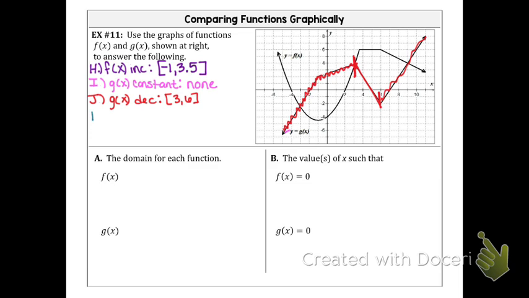Okay, then K. K says the values for which f of x is greater than 0. So f of x is greater than 0, so I'm looking for where f of x is above the x-axis. And so I can see here from -infinity to -4. And then from 2 to what I called 15 over there. So we said -infinity to -4 and 2 to 15.